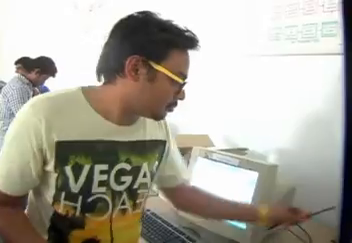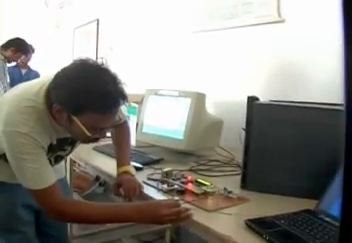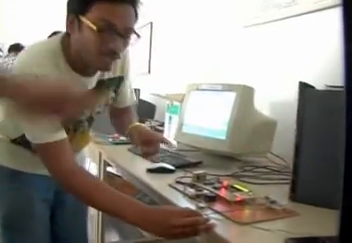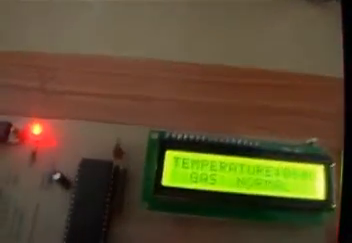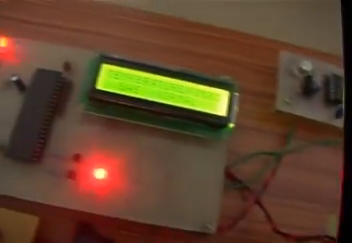Afterwards, gas. Gas sensor. Buzzer. Gas leak. Gas leak. Gas leak form.